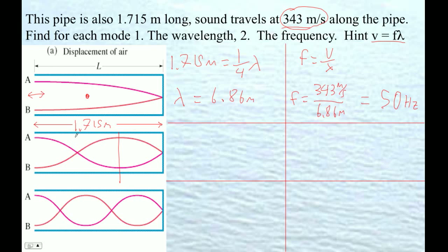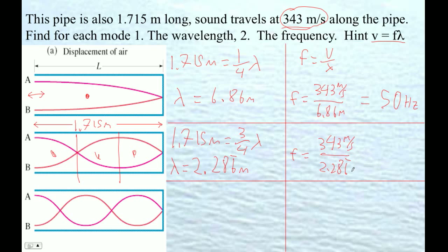Now here we've got 1, 2, 3/4 wavelengths, so 1.715 meters is 3/4 wavelengths, right? So therefore 1.715 times 4 divided by 3. The actual wavelength is 2.28666 meters, right? So our frequency is 343 meters per second divided by 2.286 repeating meters. Okay, so 343 divided by that answer on my calculator, 150 hertz.